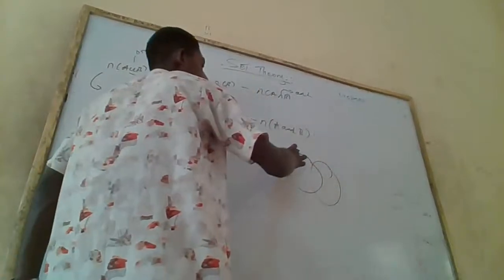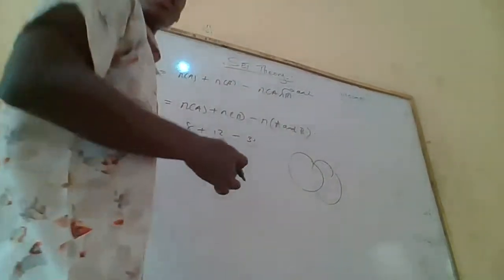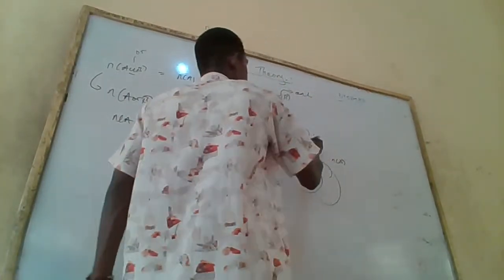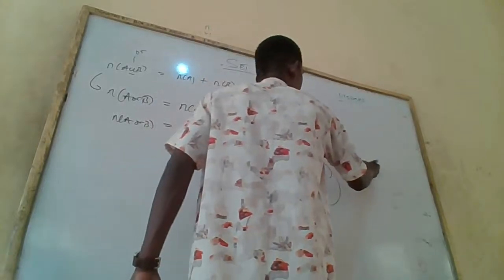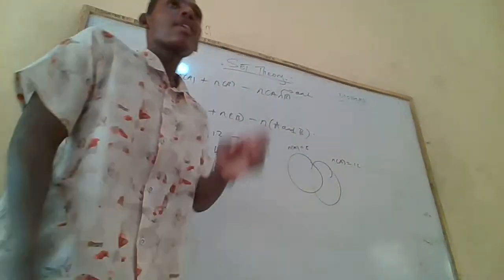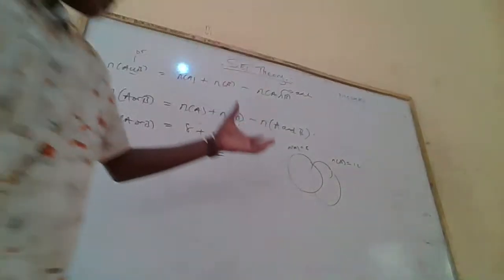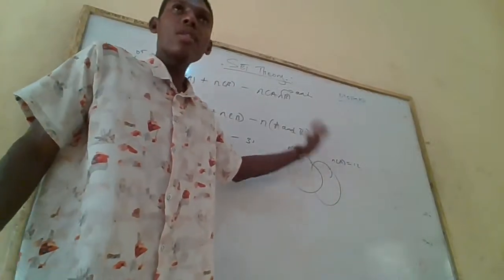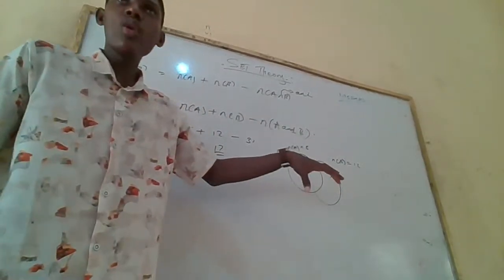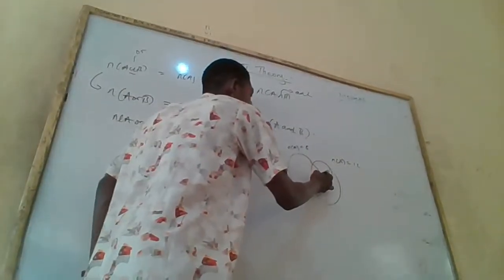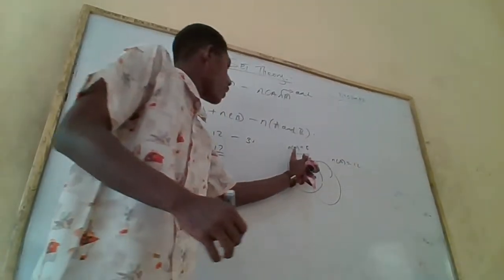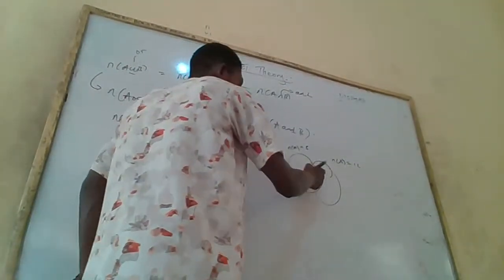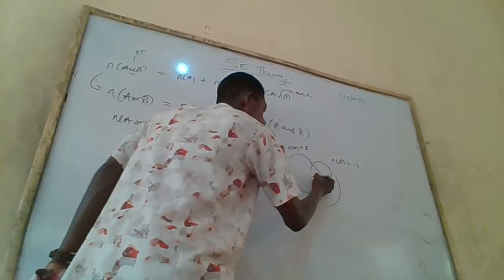Now, we're looking for the addition of all of these regions. Let's say this is N of A, and this is N of B. What's my N of A here? 8. And what's my N of B here? 12. I told you that anytime you want to draw your diagram and label it, you start from inside to the outside. Now, what is the inside region here? A intersection B. Yes or no? Now, N of A intersection B here is 3. So you put 3 here.